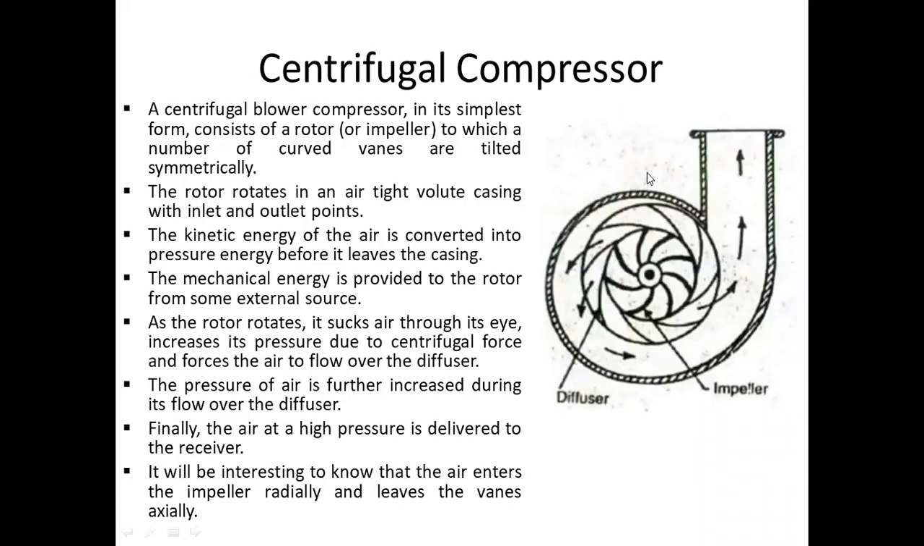Centrifugal compressor. A centrifugal blower compressor, in its simplest form, consists of a rotor, also called an impeller, to which a number of curved vanes are fitted symmetrically. The rotor rotates in an airtight volute casing with inlet and outlet ports. The casing for the compressor is so designed that the kinetic energy of the air is converted into pressure energy before it leaves the casing. The mechanical energy is provided to the rotor from some external source.